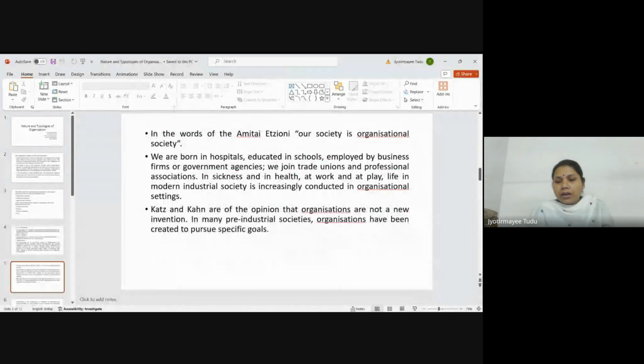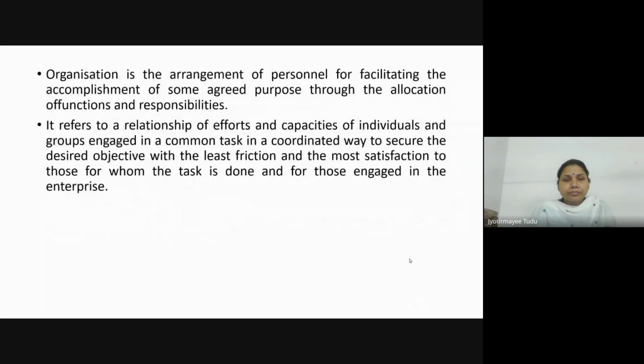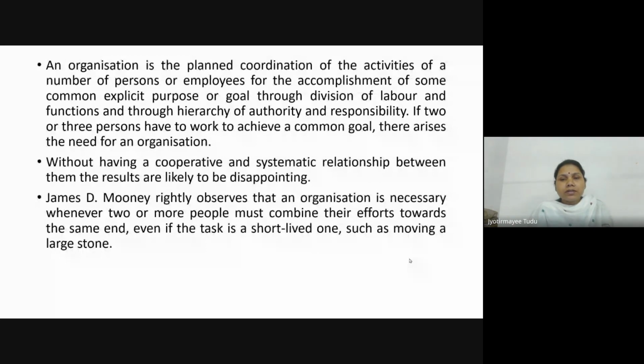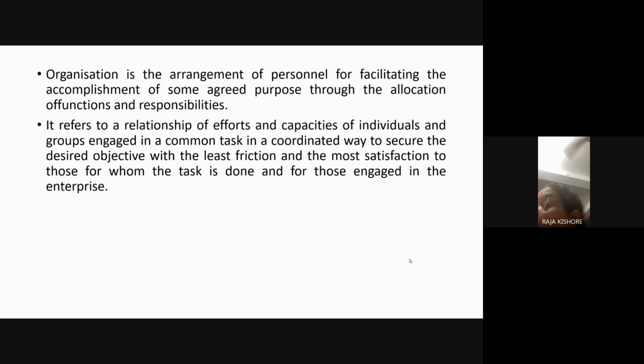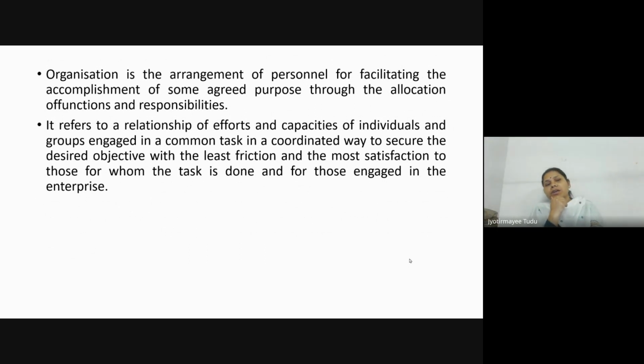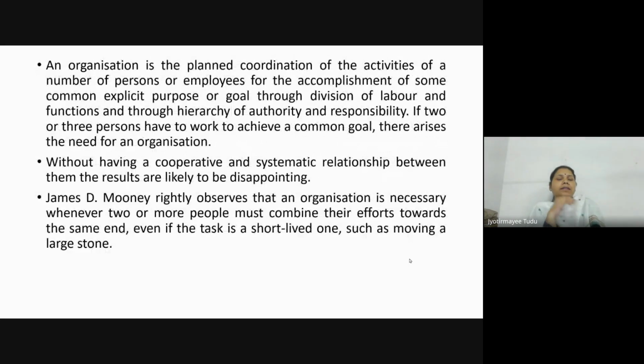Okay, now coming to the case of, so these are all about why organization. These slides are on why organization: the presence of personnel and also facilitation relating to the accomplishment of the goals, then also the efforts and capacities of individuals and groups engaged in a common task in a coordinated way to secure the desired objective. So these are about that.